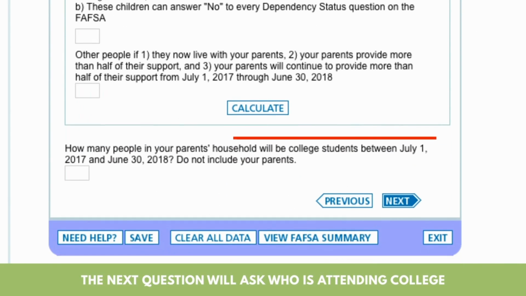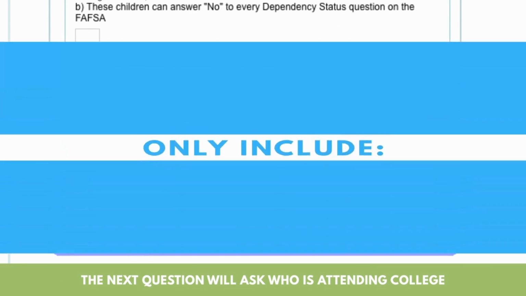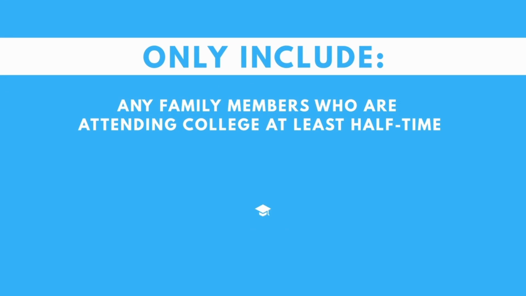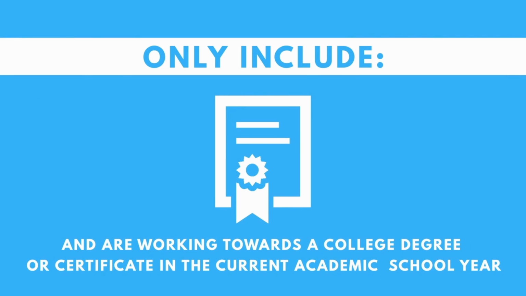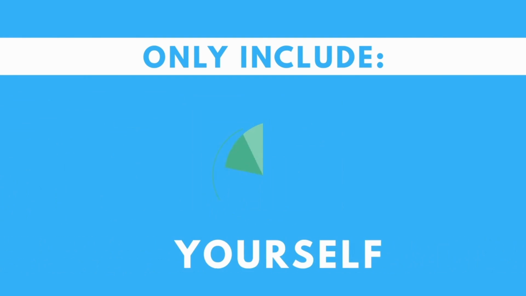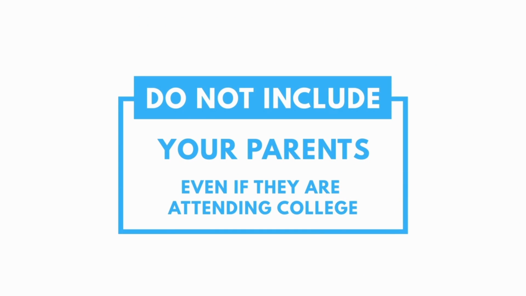The next question will ask who is attending college. Only include any family members who are attending college at least half-time and are working towards a college degree or certificate in the current academic school year. Yourself. Do not include your parents even if they are attending college.